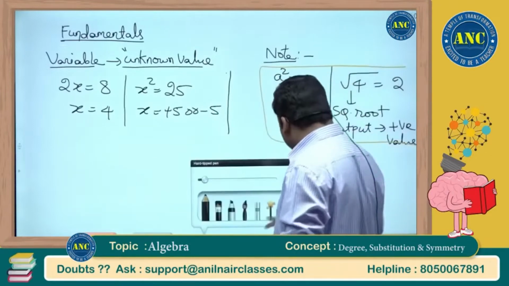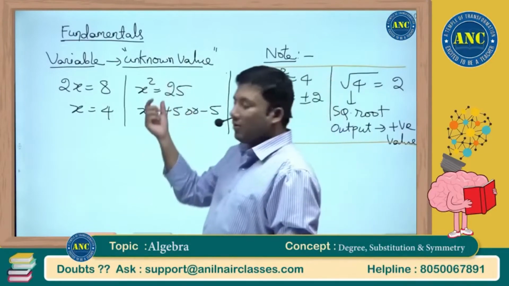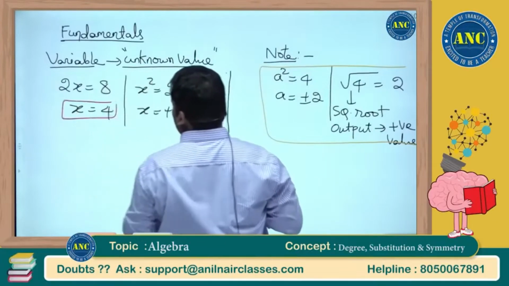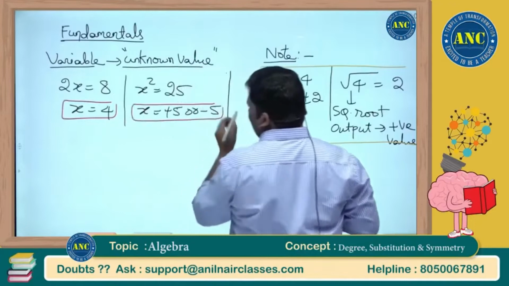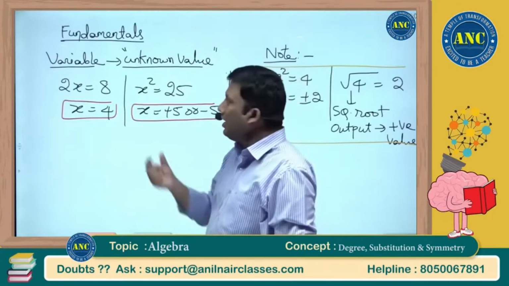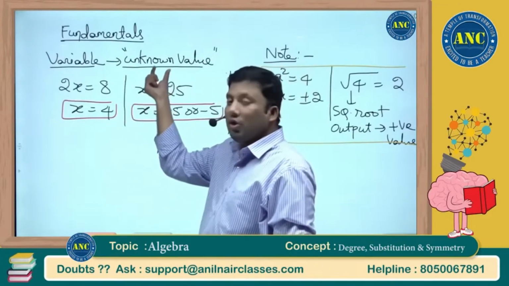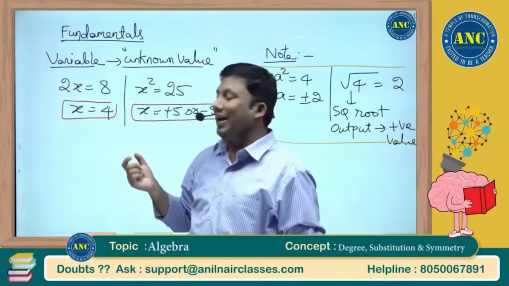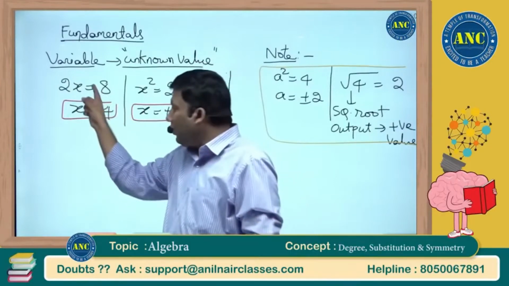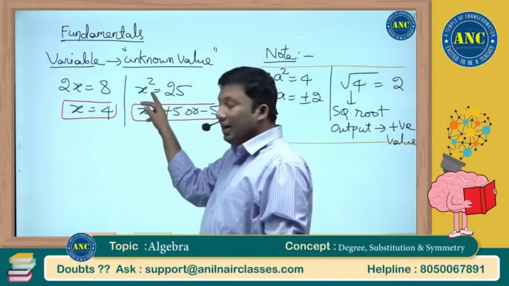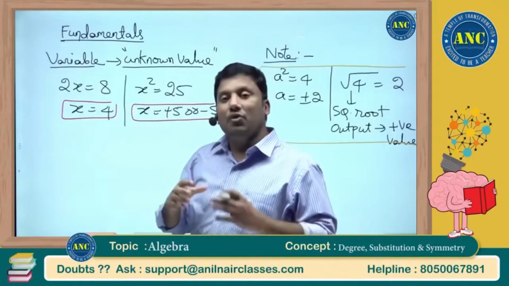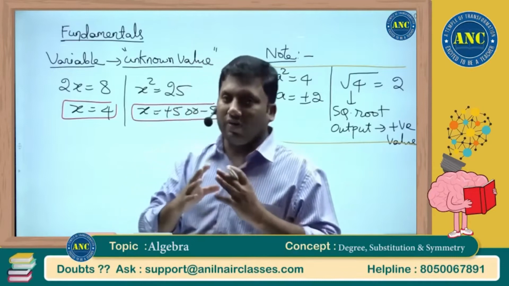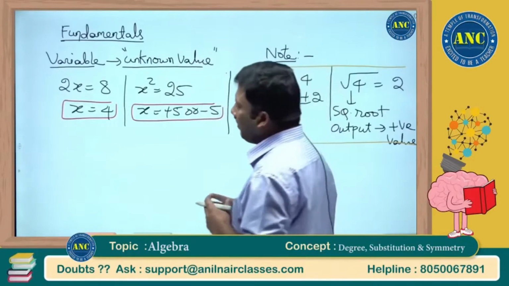Now, if you observe carefully here, 2x is equivalent to 8, x is equivalent to 4. So here we got x equivalent to 4. Here we got x equivalent to plus 5 or minus 5. So which varies? The unknown value we are determining. 2 multiplied by which number will I get 8? That number we don't know. We are finding it out. X is 4. X square is equivalent to 25. Which value of x will satisfy this equation? X will satisfy with plus 5 or minus 5.